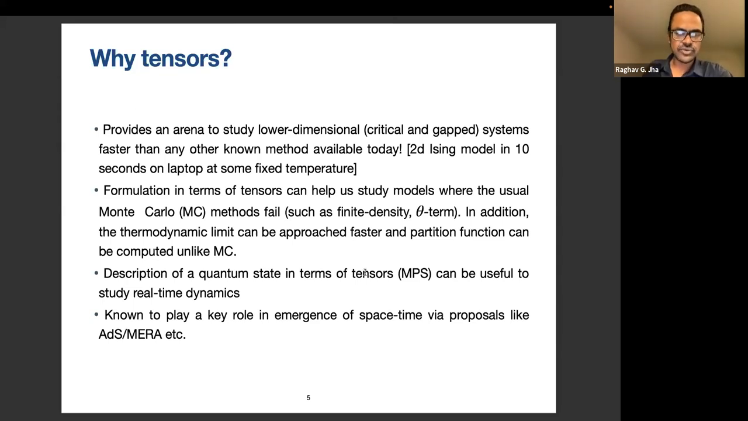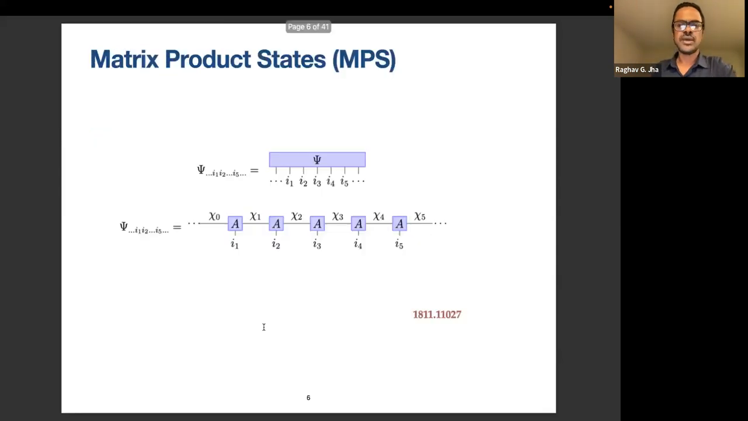And as is also very well known, tensor networks have some role to play in the emergence of space-time via the famous duality, for example, AdS-MERA, and there have been various proposals after that. In the sense that for the critical spin chain on the boundary, as you do the coarse graining, you generate the RG direction, you go into the bulk, and it seems like a tessellation of some time slice of AdS. So tensor networks and quantum many-body systems will have a lot of interesting applications.